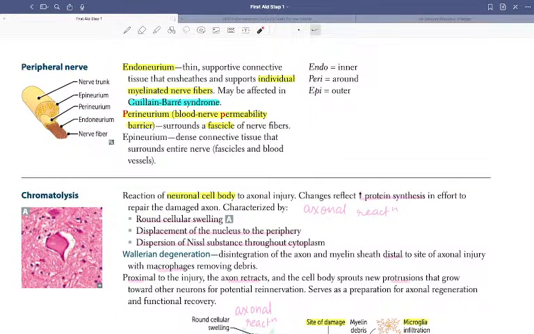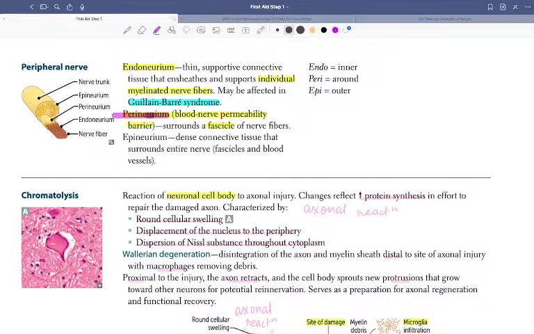Endoneurium ensheathes the individual myelinated nerve fibers, and it is the one specifically affected in GB syndrome. Perineurium, I'm not sure about this. We had oligodendrocytes. Mainly, Guillain-Barré syndrome is endoneurium. Perineurium is the blood nerve permeability barrier. This is important. I did some questions and came across this: perineurium had come in JIPMER.